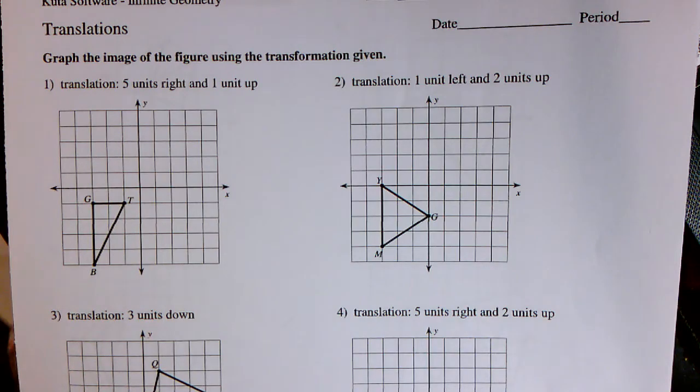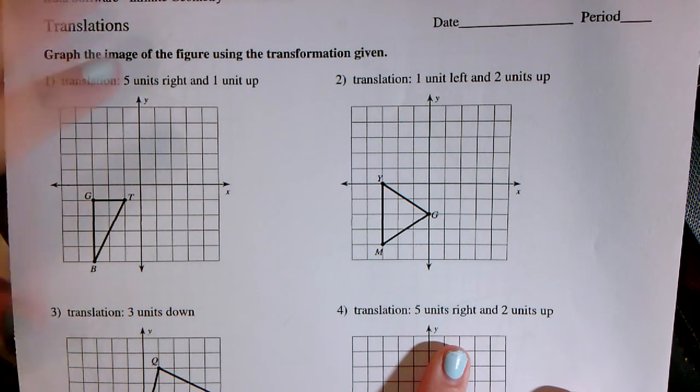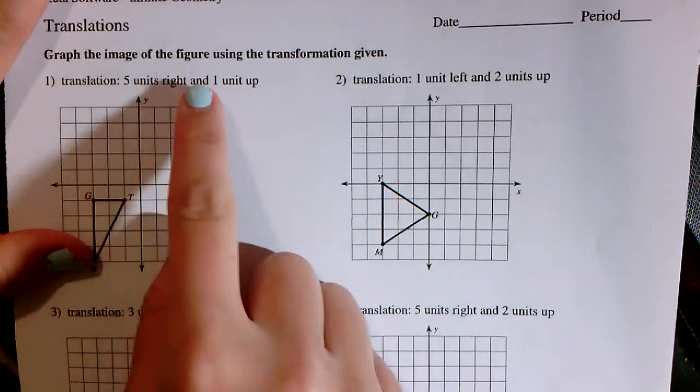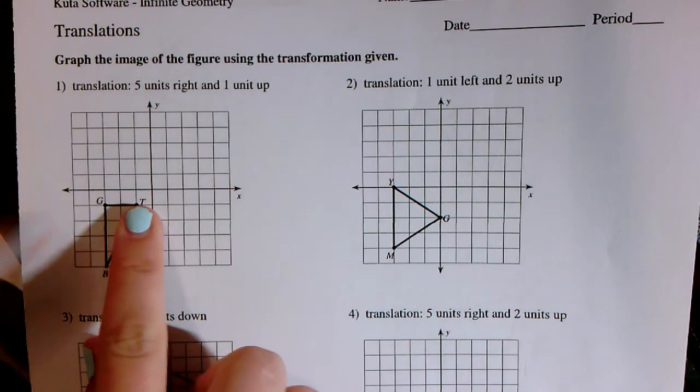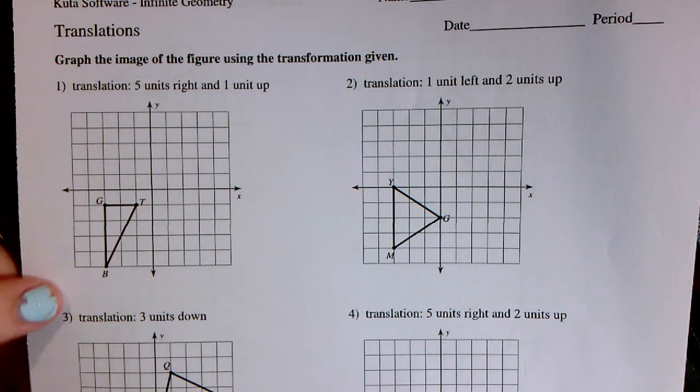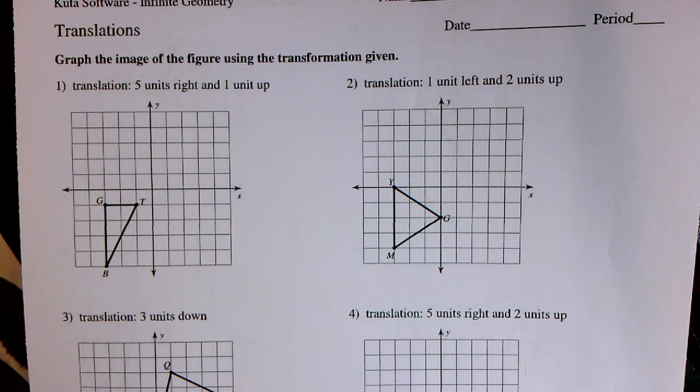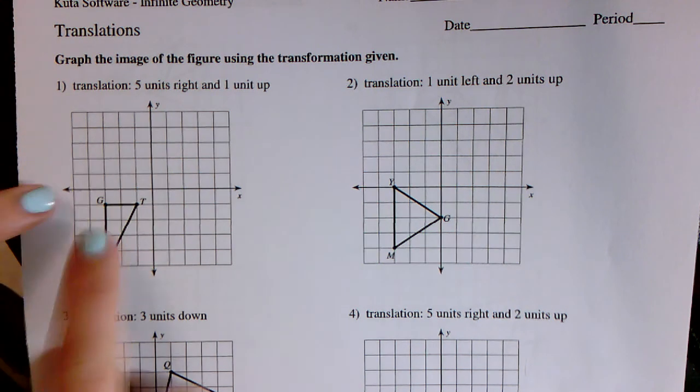I will do one example with you, and then you can choose 3 that you want to do on this page out of the 6, besides the one that I've done, obviously. So let's take a look at that worksheet. Okay, so this is the worksheet that you have for today. It's just translations, and it tells you how it wants you to move for each triangle. So I'm going to do number 1 with you, and then you can choose between 2 through 6 which 3 you'd like to do, excuse me.